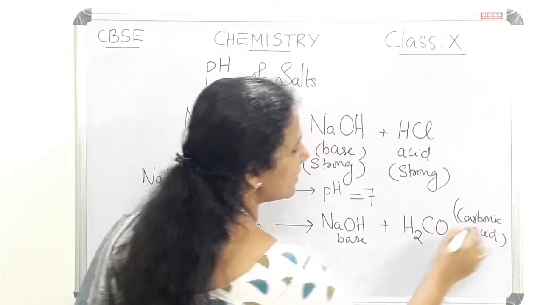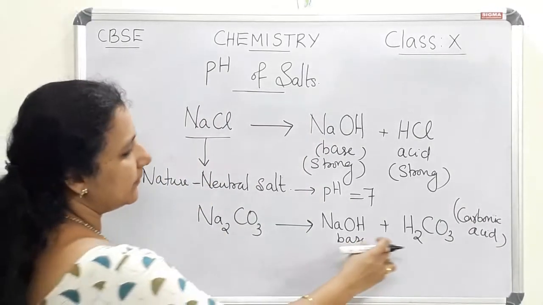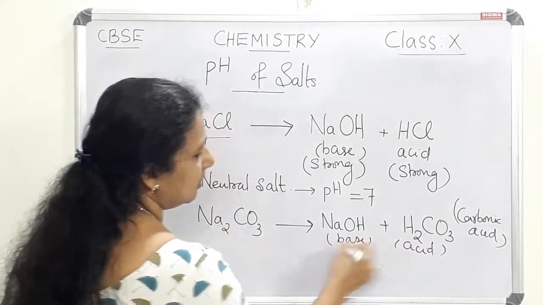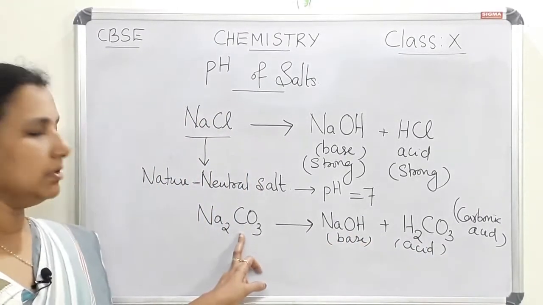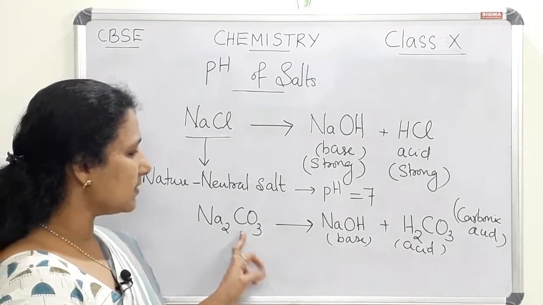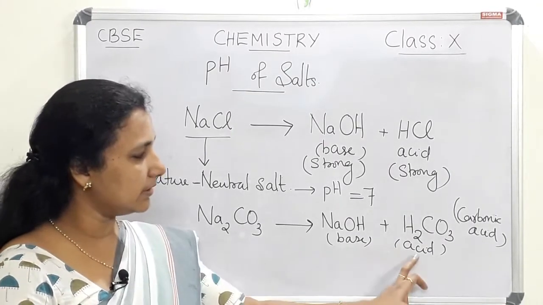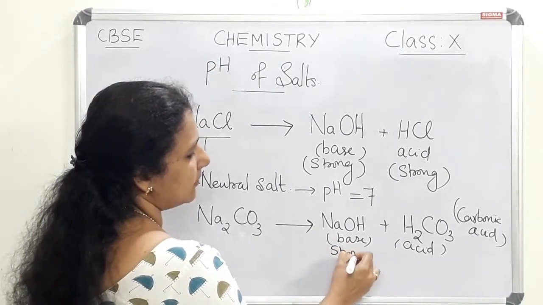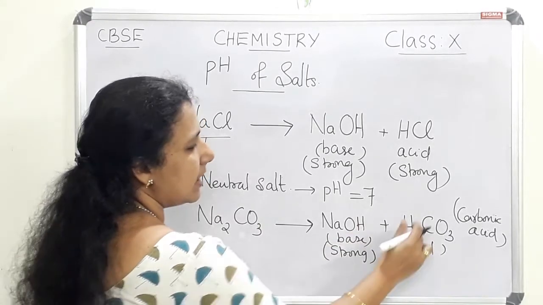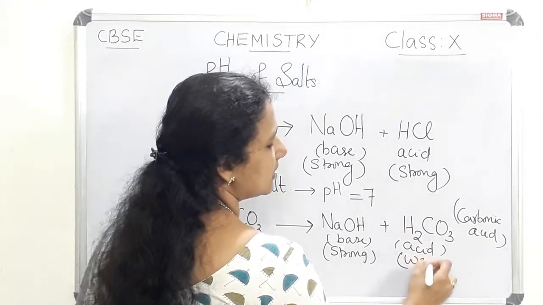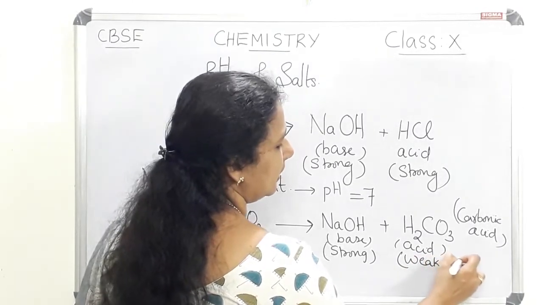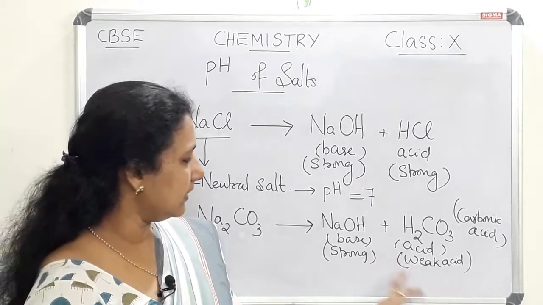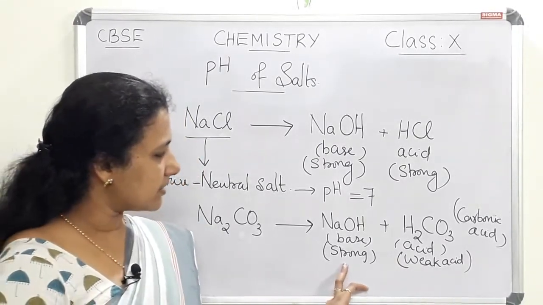We know that this acid is present in soda water, and H2CO3 is the acid used to produce sodium carbonate. So sodium carbonate is formed from sodium hydroxide and carbonic acid. Here this base is a strong base. We know that sodium hydroxide is a strong base, and H2CO3 is a weak acid. So carbonic acid is a weak acid, and sodium hydroxide is a strong base.